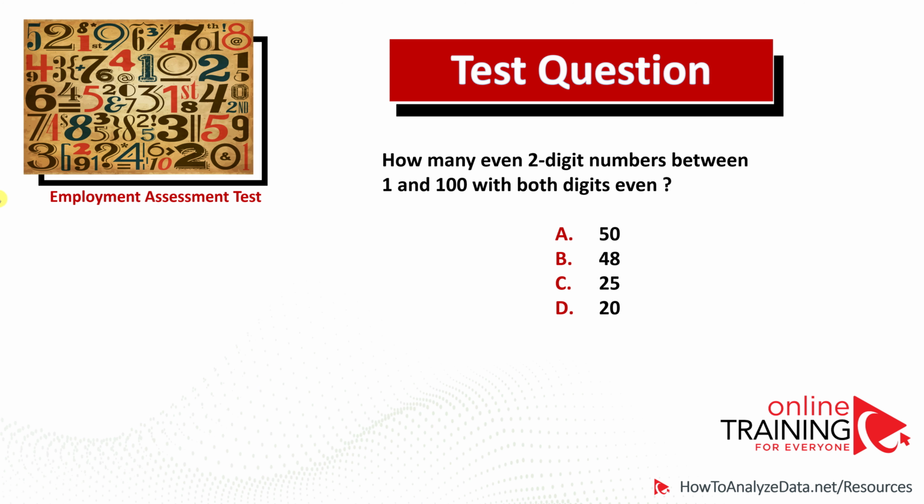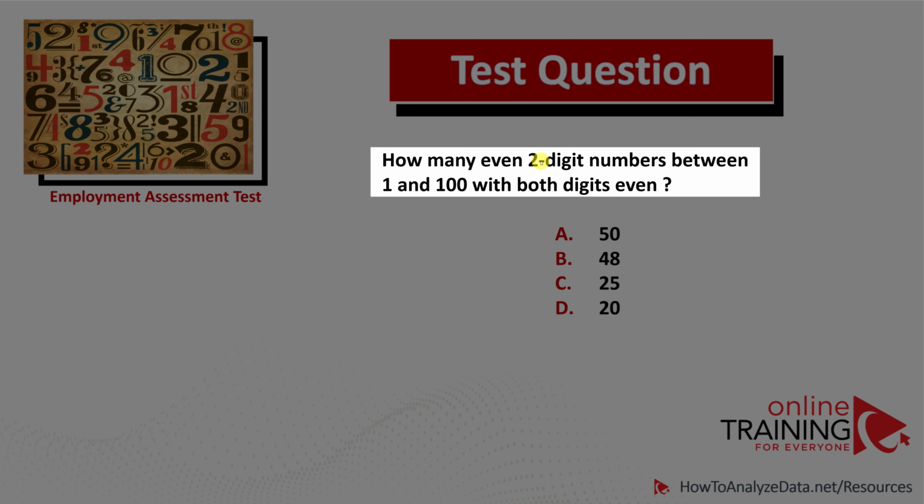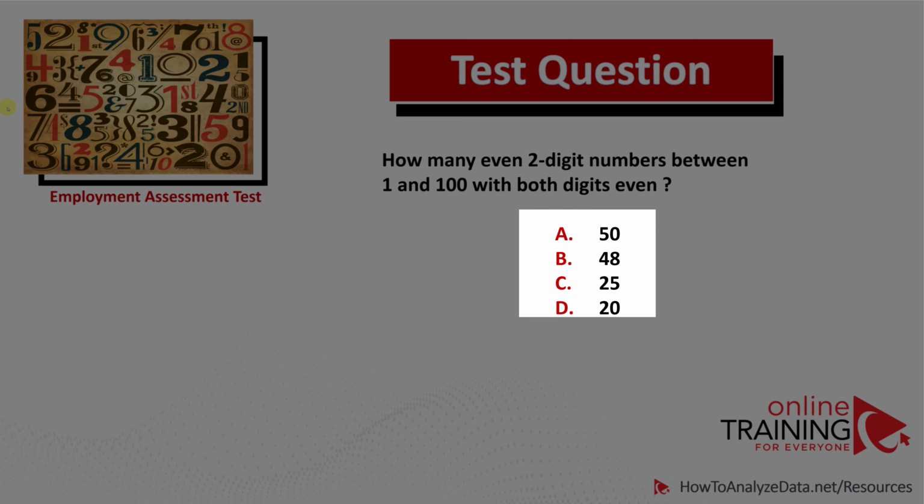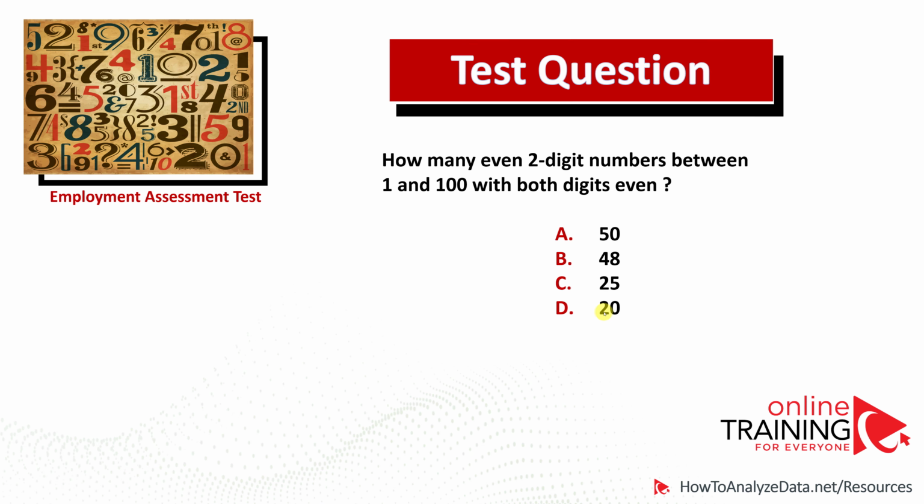Let's look at a very interesting, but at the same time tricky and captivating question that you might frequently see as part of an employment assessment test. How many 2-digit numbers between 1 and 100 have both digits even? And you have 4 choices: 50, 48, 25, and 20. Do you think you know the answer? Let's see if we can get to the correct answer together.